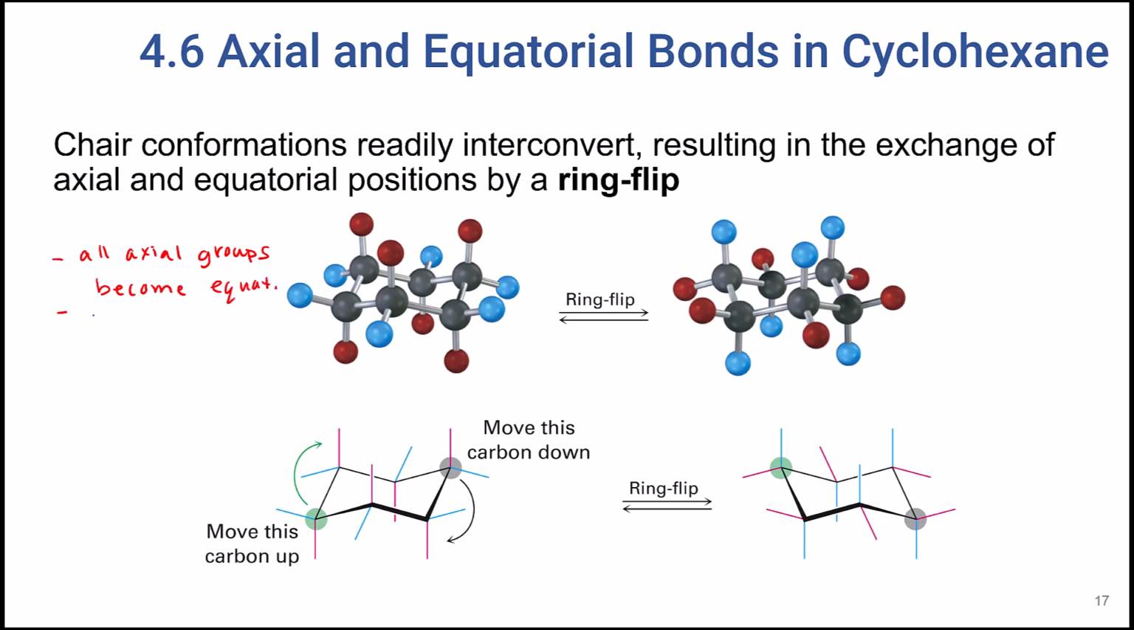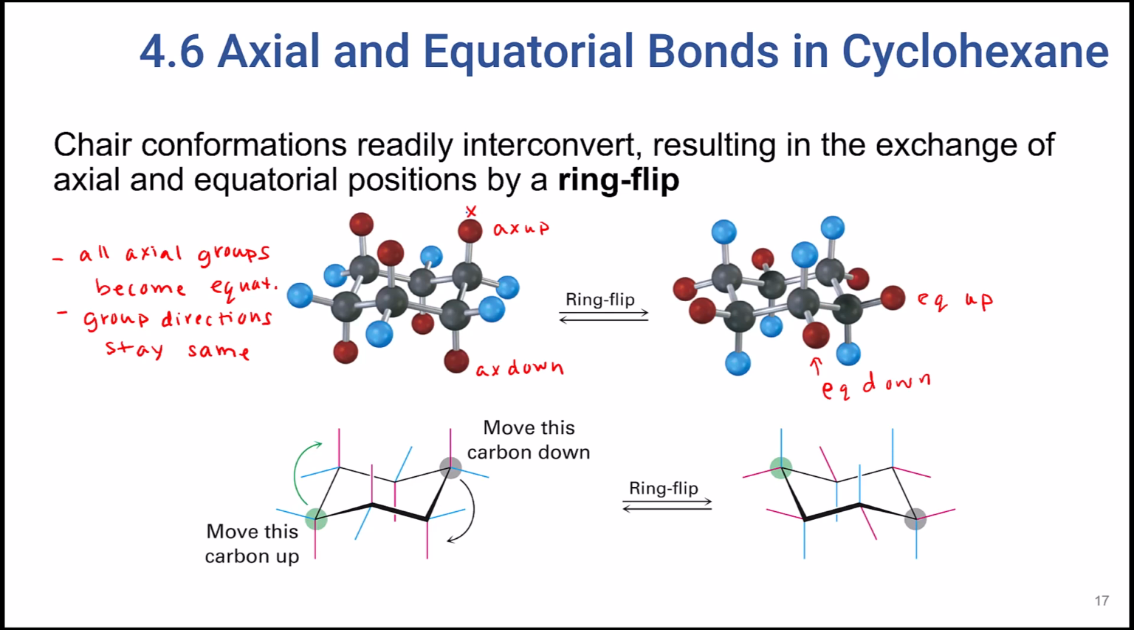And the group direction stays the same. So all of these red atoms in the first structure are axial up on top. These are axial down on the bottom half. And then once we do the ring flip, all of the red that were axial up or down become equatorial up, and then the other ones became equatorial down. So if it was axial up before, it became equatorial up.